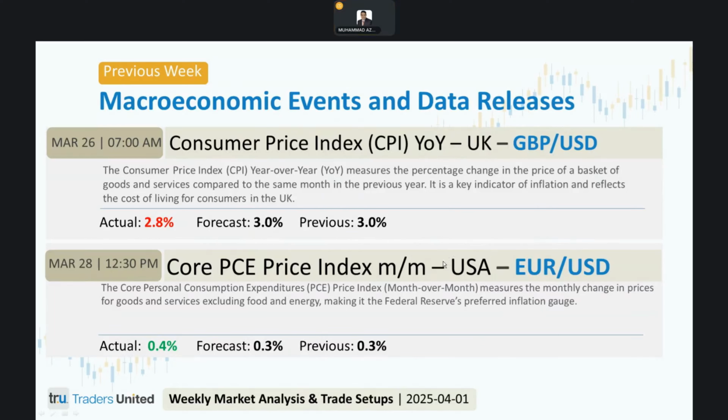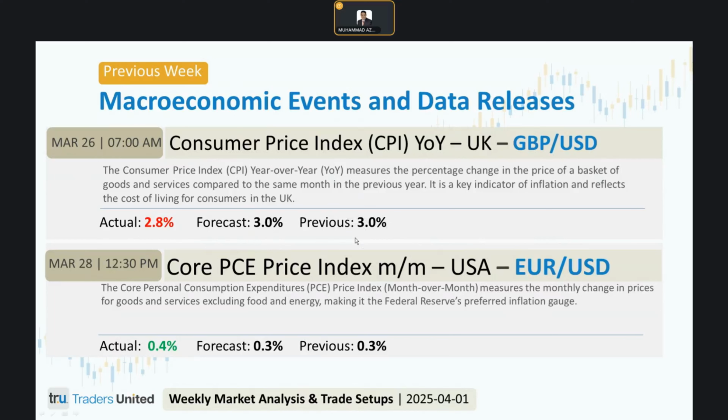The Bank of England BOE closely monitors CPI data as higher inflation may lead to interest rate hikes, strengthening the British pound. Conversely, lower inflation could signal economic weakness, increasing the likelihood of rate cuts, which may weaken the British pound. Now, on March 26th, the report results are as follows.